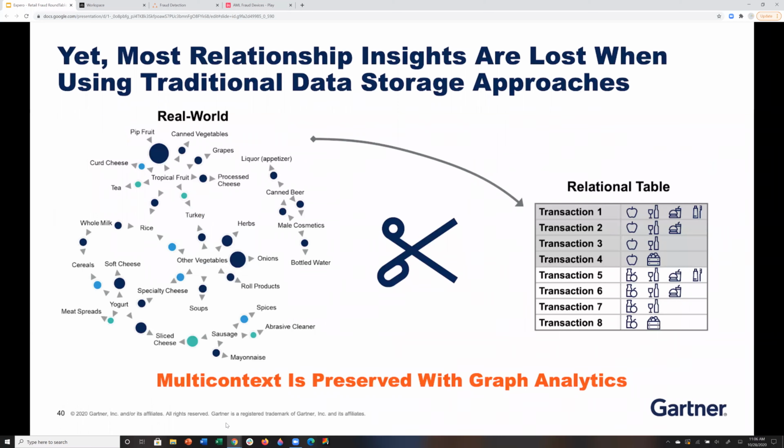Next slide, please. Now, in the real world, it's messy. In the tabular world, it's not as messy, but boy, there's a lot of context that gets lost in the process. And this is a slide by Gartner. What's interesting to me is that we think about how the world is connected and how we model that, and it doesn't tie neatly to a relational database table. We need a model that preserves the connections between entities and relationships. And that's what Gartner means by multi-context. Graph analytics are the best tool for doing that. Next slide.